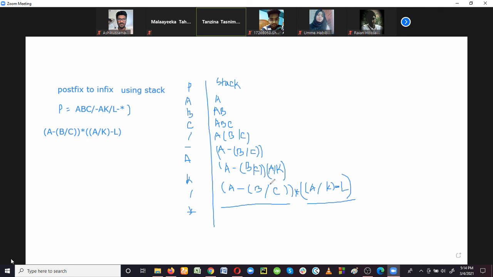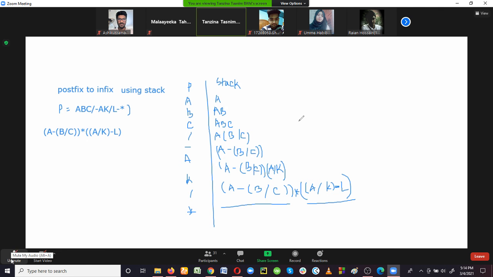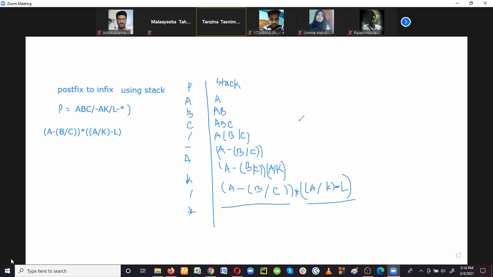Clear? Yes, ma'am. Okay, then this is all about stack. In the next class, we'll start another data structure. Do you know which one? In the next class, we will discuss queue, and that will be the last linear data structure. Okay. So, do you have any question on this?